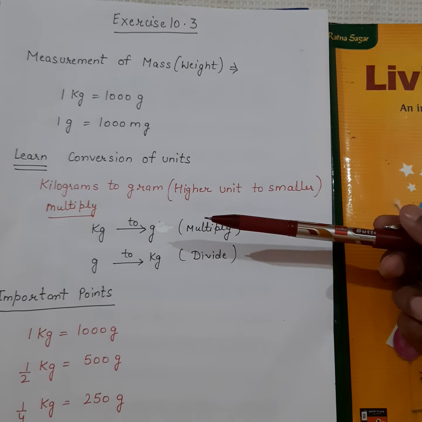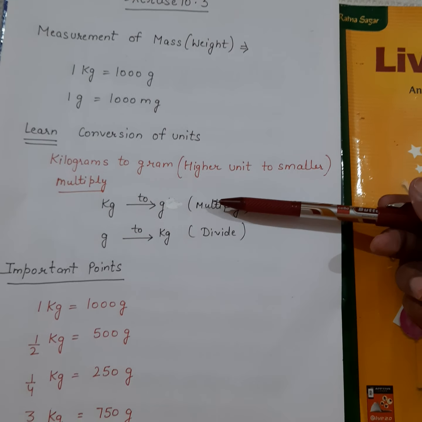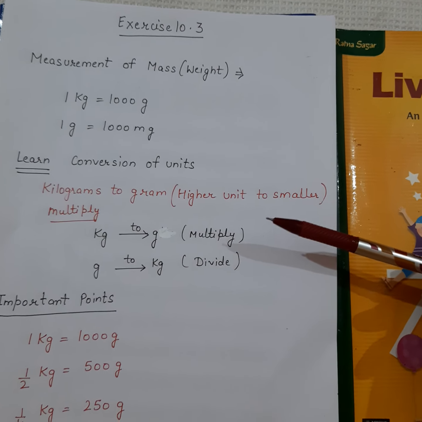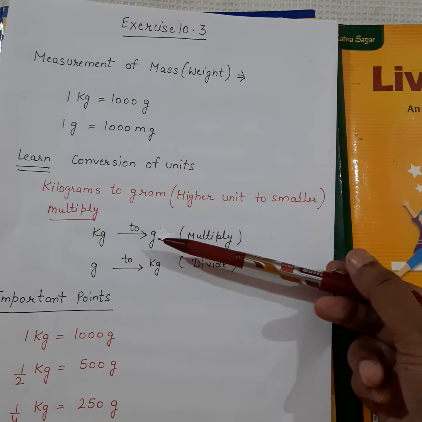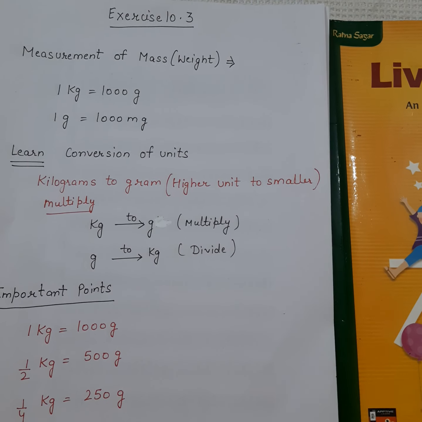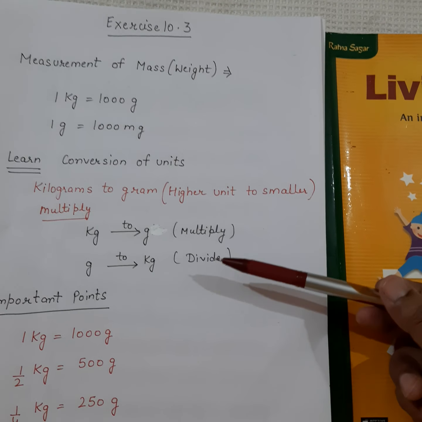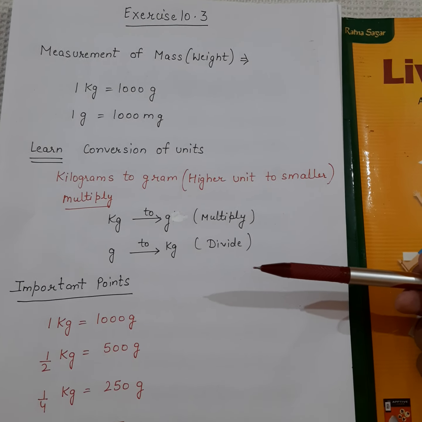Okay, now I'm telling you conversion of units. When converting kilogram to gram, meaning higher unit to smaller unit, bigger to smaller, what do we have to do? Multiply. Like kilogram to gram we will multiply, right? And if converting gram to kg, smaller to bigger, what will we do? Divide. You know this, but you have to keep it in mind always, right?